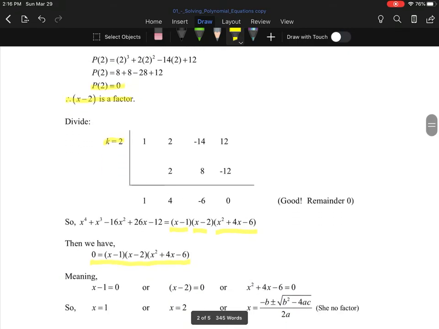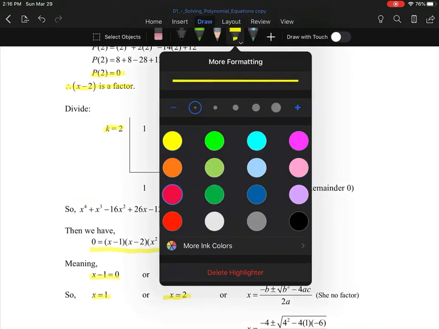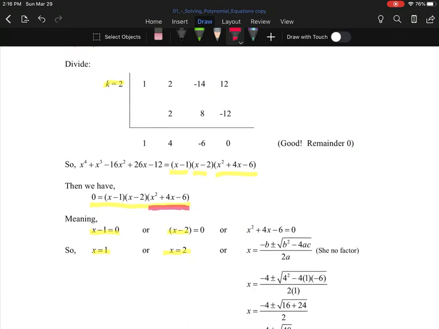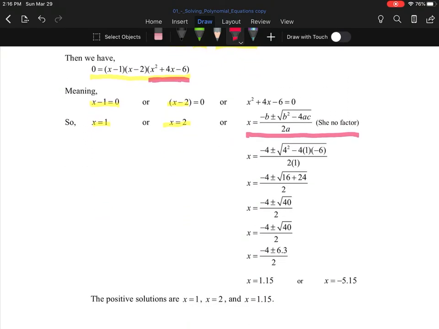Okay, so when I go back to look at this, there was two factors, and I can pick off two of the zeros right away. If x minus 1 equals 0, x equals 1. If x minus 2 equals 0, x equals 2. But because this last part did not factor, I'm stuck with the quadratic formula. I sometimes in class call it the "she wouldn't factor" formula. When it does not factor, the quadratic formula is what you use to solve for the x values.